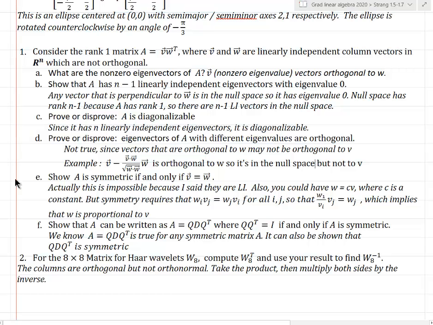If you get that, you'll find out that you get 0. But it's not orthogonal to V. So it's not orthogonal to V, which is also an eigenvector. All right. So the eigenvectors are not necessarily all orthogonal.